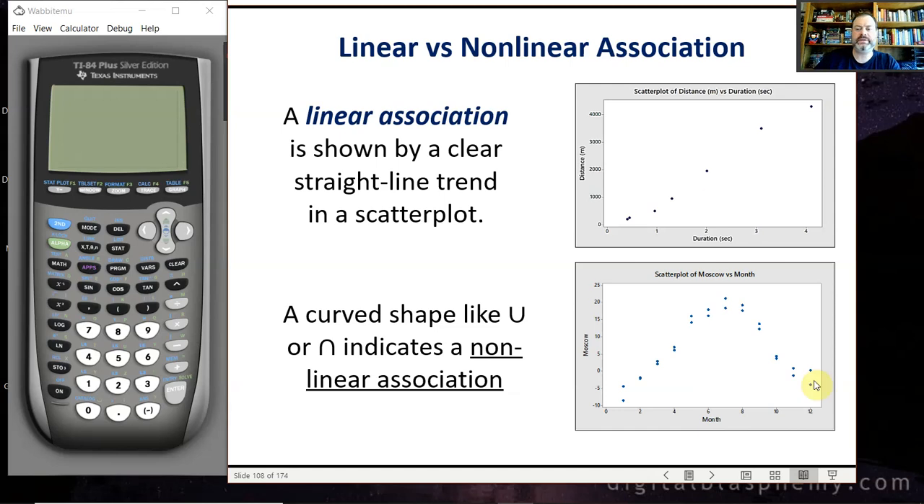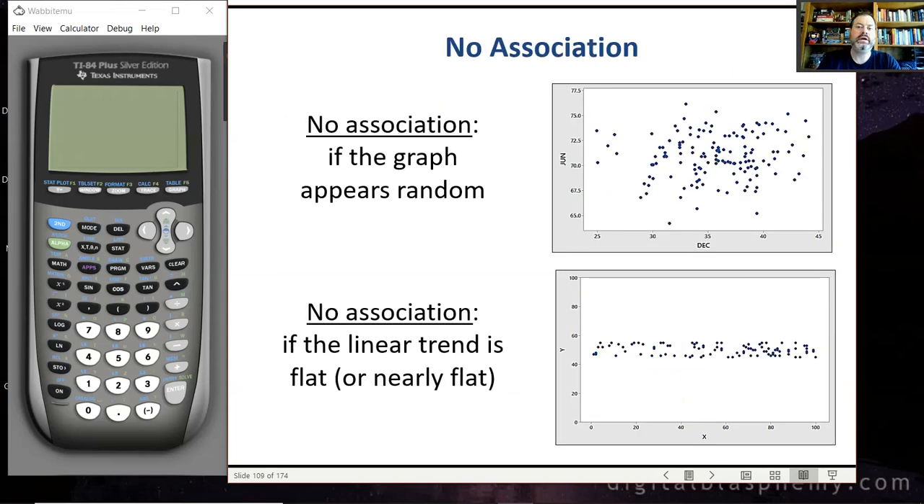And then here we have something that's called nonlinear. Now there are many kinds of nonlinear associations. This is like an upside down U shape here, right? So this tells us nonlinear. We are going to be able to analyze things like this, but we're really not going to be able to do much with this. So we just want to decide, is it linear or not? Now there are other kinds of nonlinear associations.